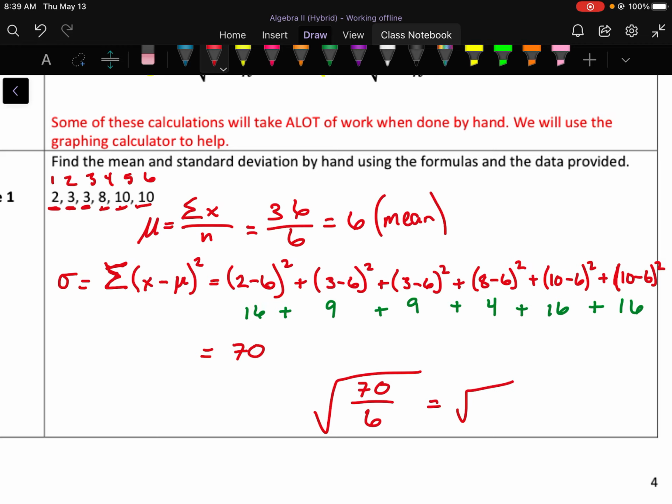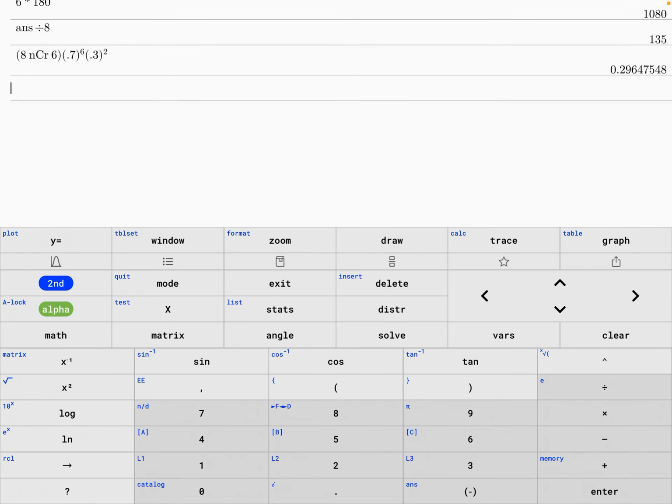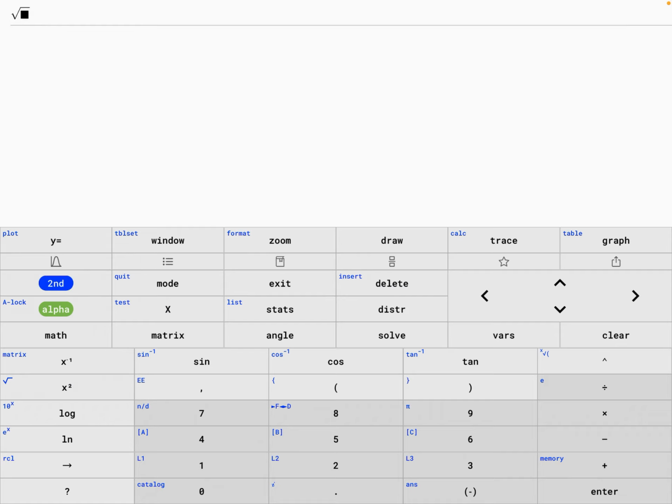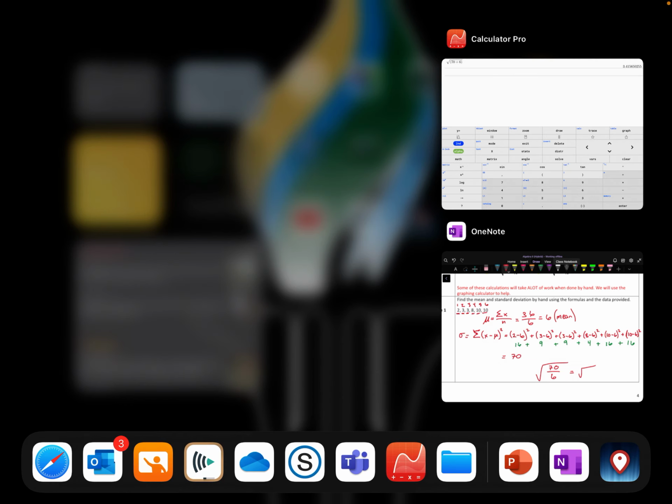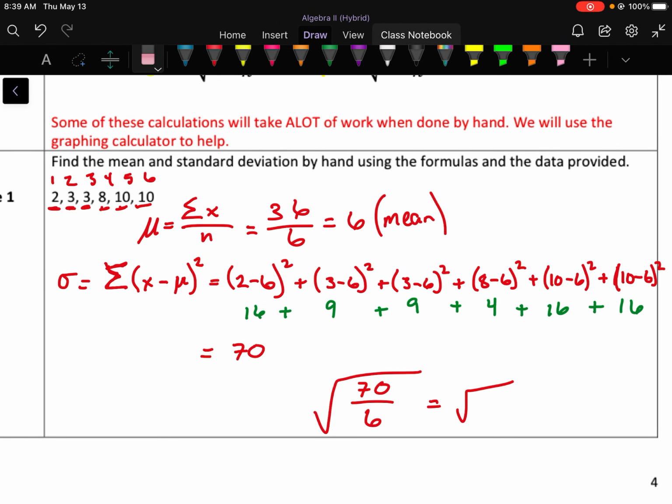So the square root of 70 divided by 6 is 3.42. So that is your standard deviation. So we found our mean, we found our standard deviation, we calculated by hand.